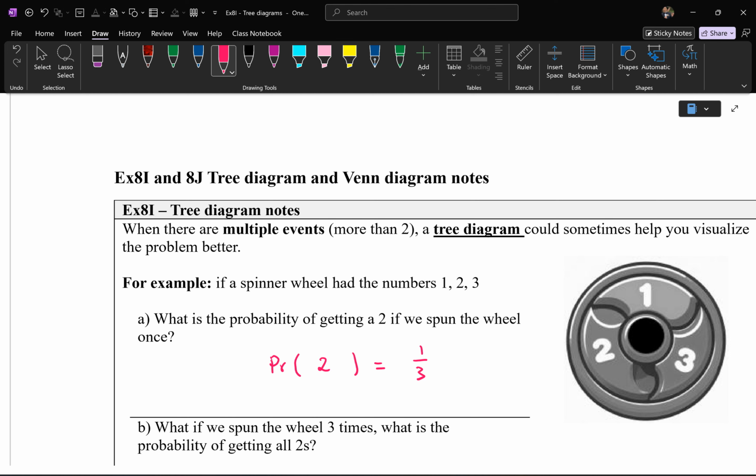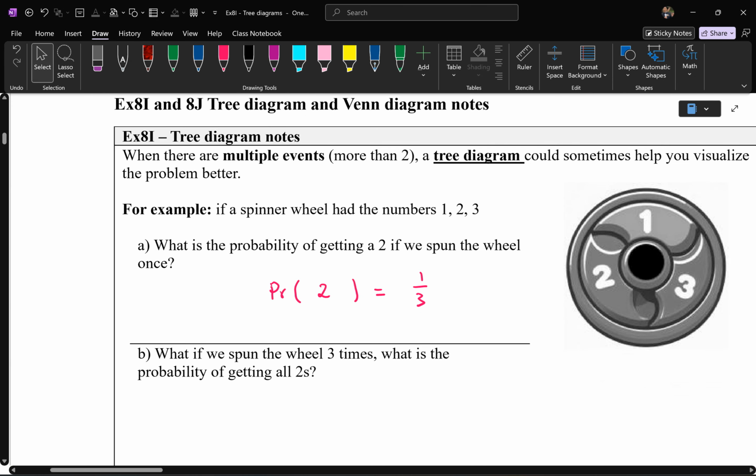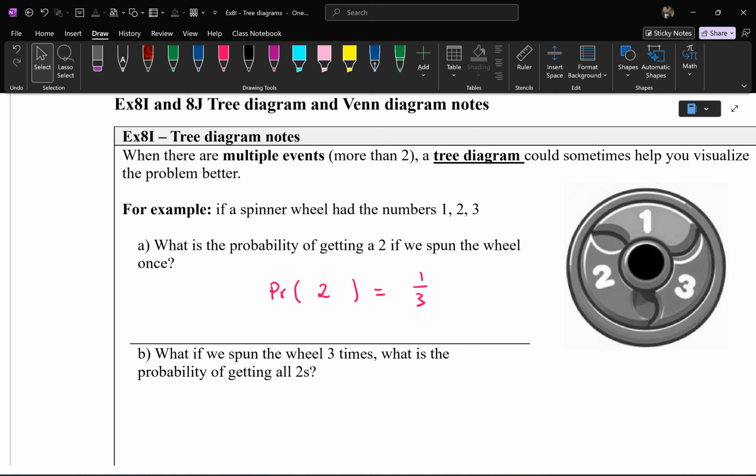Okay? The challenge now makes it a bit different. What if I spun it 3 times now? So I spun it once, and I spun it twice, and I spun it 3 times. And I want to ask, what is the probability of getting all 2s? So getting a 2 on the first go, 2 on the second go, 2 on the third go.